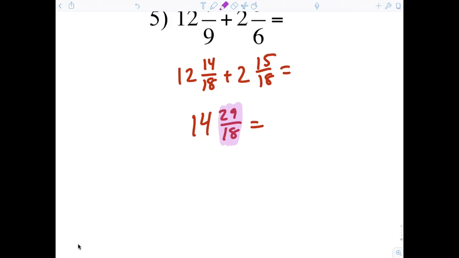You have to do 29 divided by 18, which is, how many times does 18 go into 29? Good. So, because it goes in once, you add that to the 14. That's right. So the answer now, tell me, 15 and 11 over 18. You're awesome. 15 and 11 over 18.